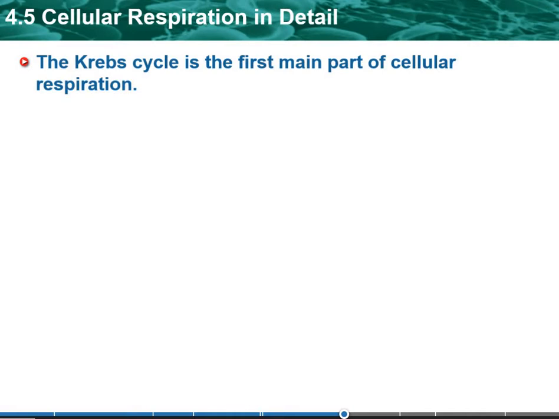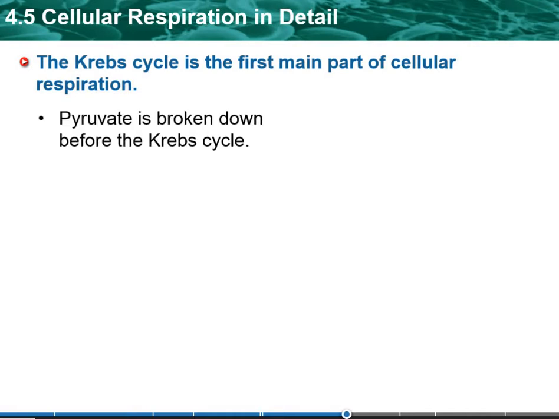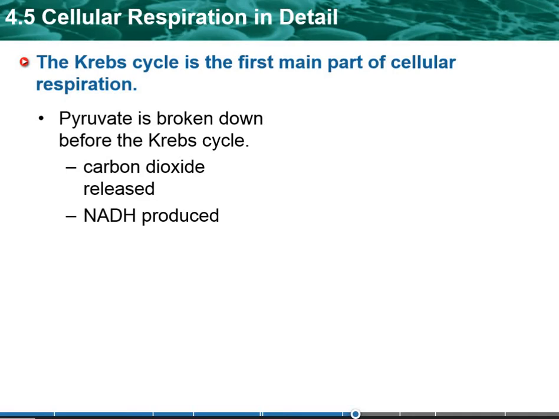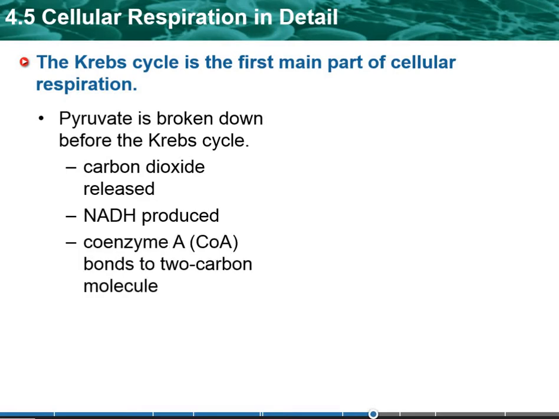In the Krebs cycle, the pyruvic acid or the pyruvate is broken down before the Krebs cycle. It's going to release carbon dioxide. In order to release carbon dioxide, we need oxygen to come in and help pull those carbons away. Otherwise, they would just reattach to those hydrogen ions when you break apart the carbons from each other. And so you're going to create a lot of NADH during the process of the Krebs cycle.